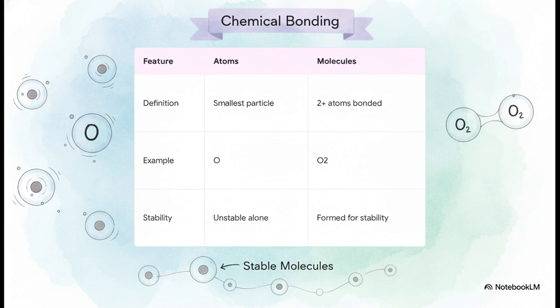Take a single oxygen atom, represented by the letter O. On its own, it's highly reactive and, well, looking for a partner. But when it bonds with another oxygen atom, boom, it forms O2. That's the super stable, life-giving oxygen molecule we're breathing right now. Molecules are basically the smallest chunks of a substance that still act like that substance.